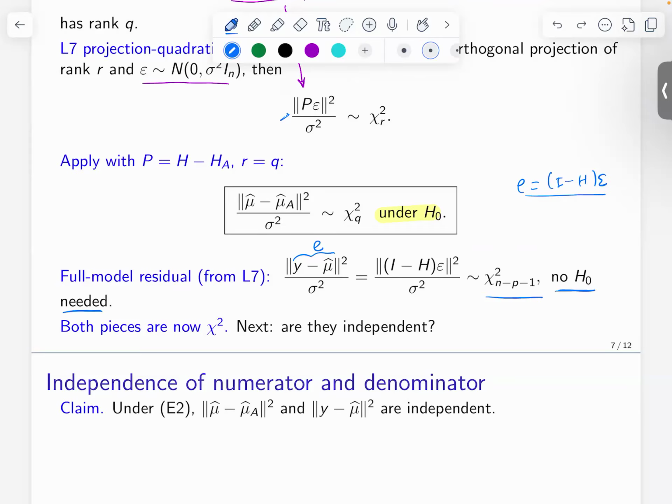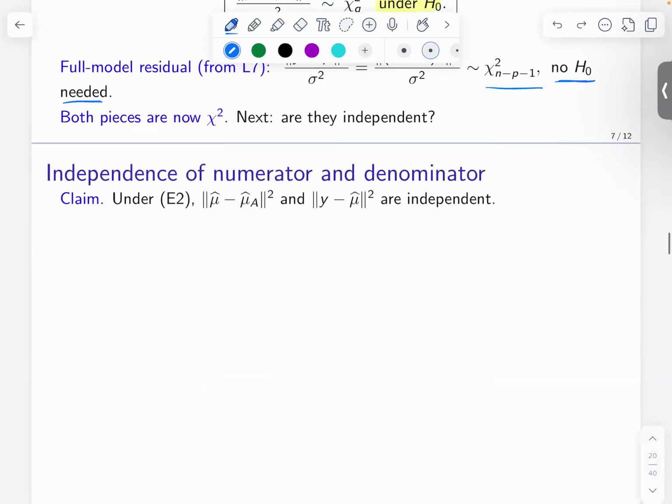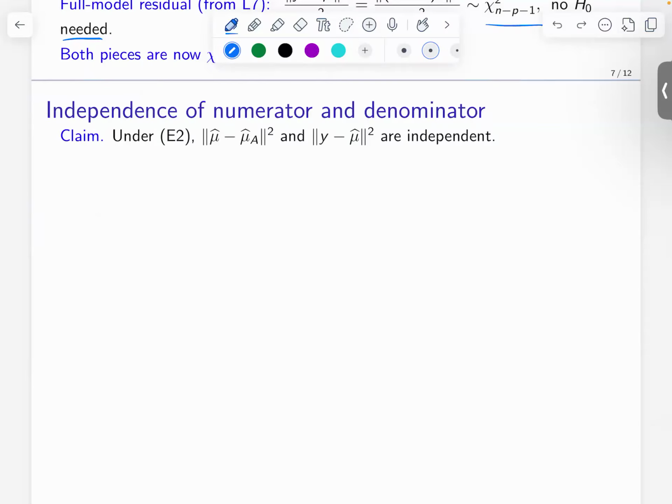You can do it by simulation if you want, or anything. In this case, again, you're in luck, and we know it's a known distribution. So what we're going to do is claim and then prove that under E2, these two quantities are independent. We need a normality assumption for independence, so we need the full distributional power of that assumption. So how do I show this? How do I show that they're independent?